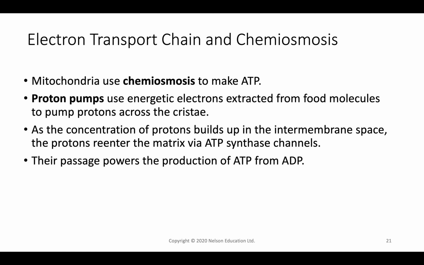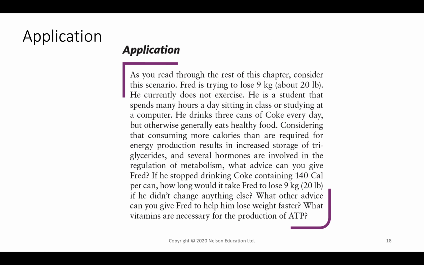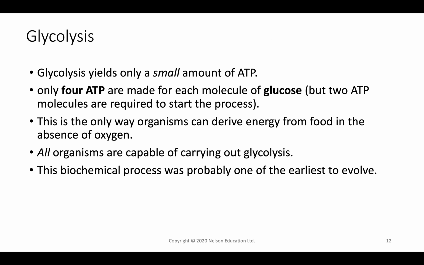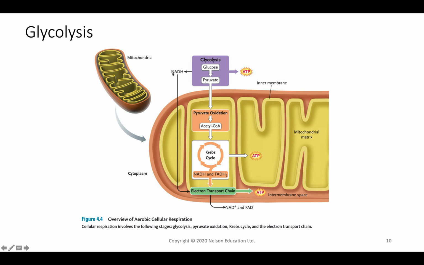Okay, but then what happens to the extra electrons, right? You go through the electron transport chain and what's called chemiosmosis. So mitochondria use the chemiosmosis process to create ATP, and they do that by using proton pumps, which are going to use electrons that have been excited. So they're energetic electrons. These all come from your food molecules, and when they're excited, they get pumped across the cristae. I didn't actually use the word cristae before, so let me go backwards a second. These here are folds in the mitochondrial membrane.